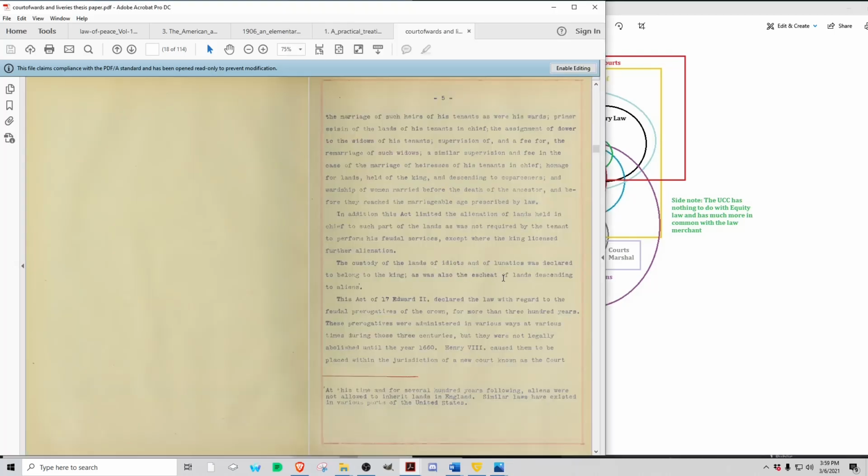So the aspect of the escheat part, right? They consider all the lands in America pretty much to have been abandoned.